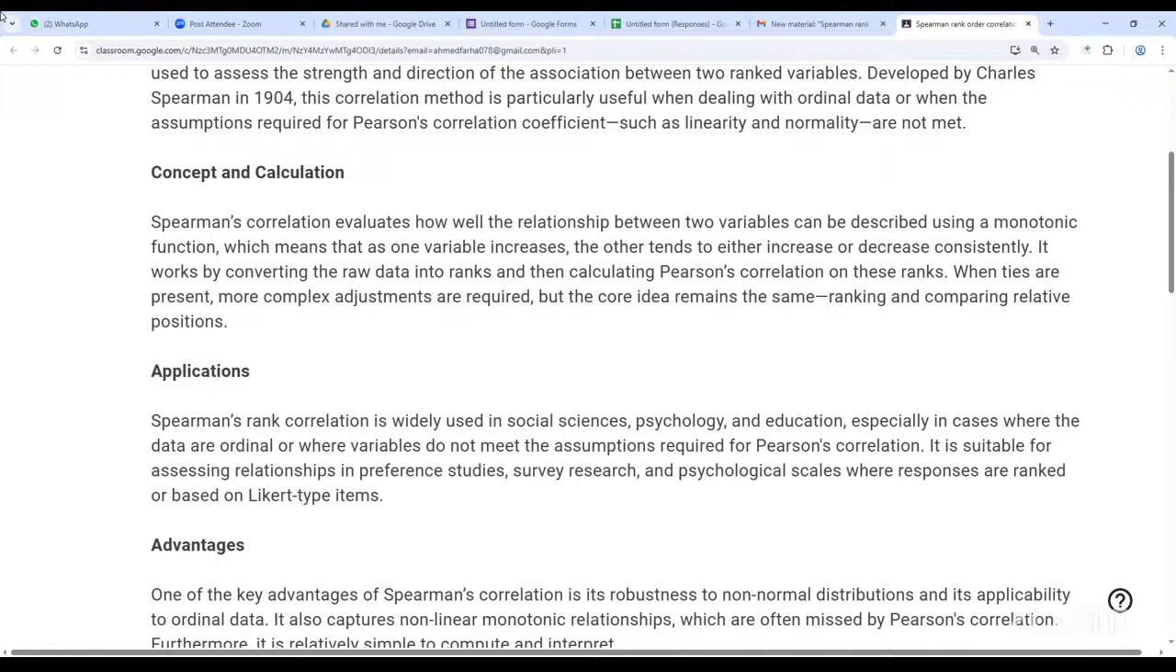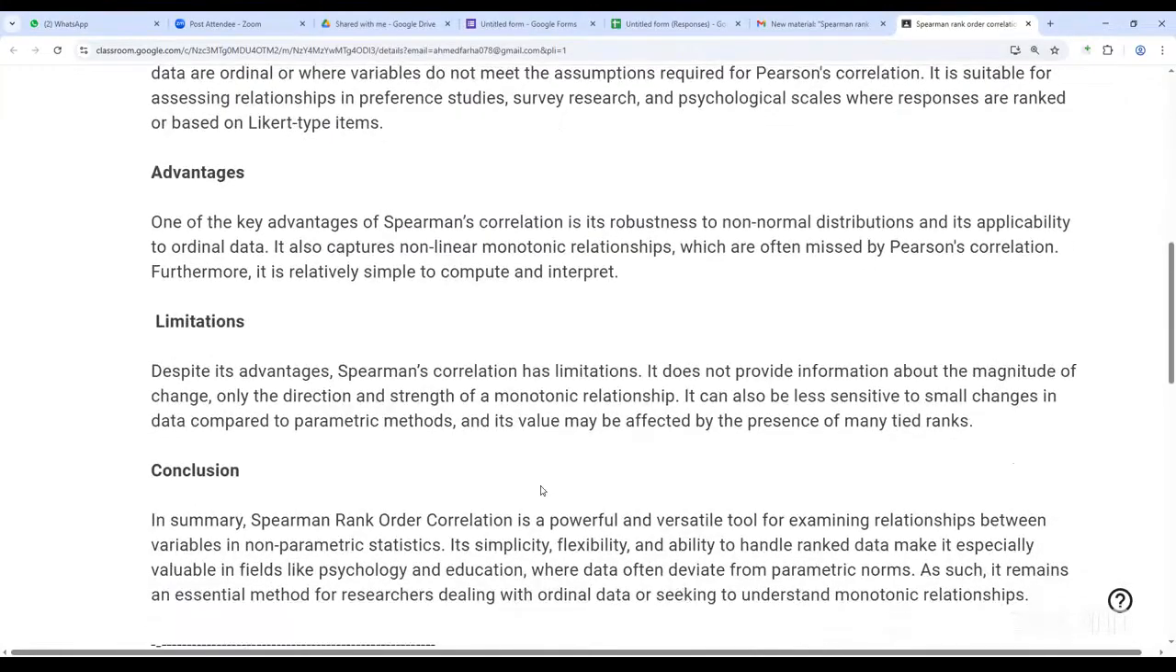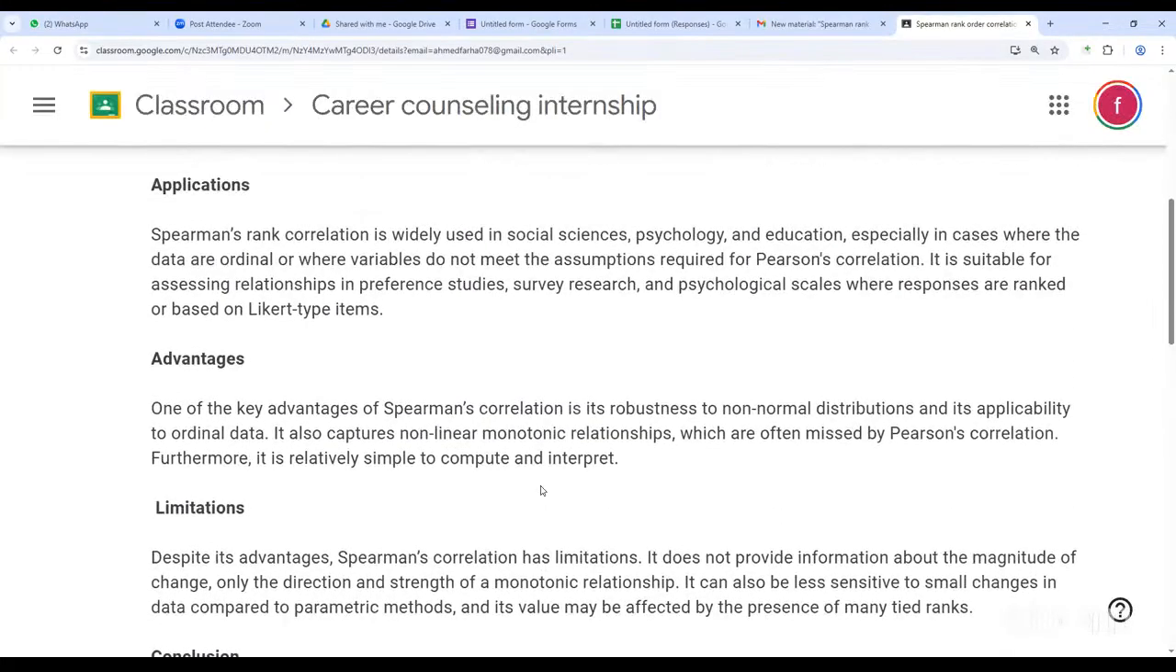Spearman's rank correlation is widely used in social science, psychology, and education, especially in cases where the data are ordinal or where variables do not meet the assumptions required for Pearson's correlation. It is suitable for assessing relationships in preference studies, survey research, and psychological scales where responses are ranked or based on Likert type items. Okay. So I think there is no question about this. Now it is clear, the application part.